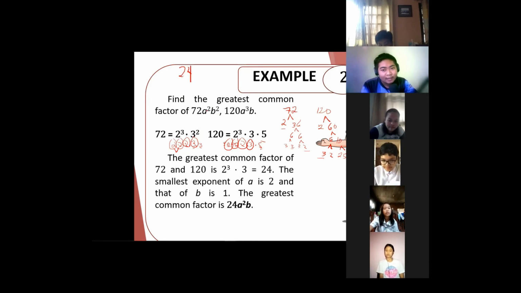So, let's get the variables. We have a, a, b, b. Here, a, a, a and b. So, get the a's. Is there anything else? That would be a squared. Is there a b here? Yes, so just take one. Is there another b? None. Therefore, it would be 24a squared b. Did you get it?